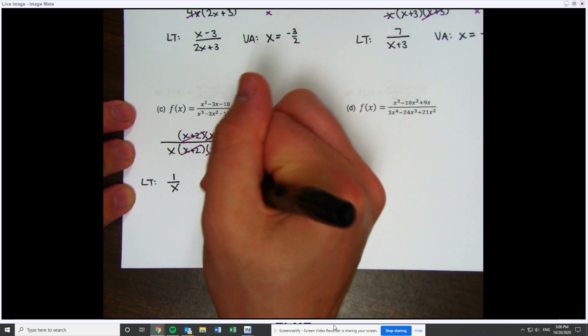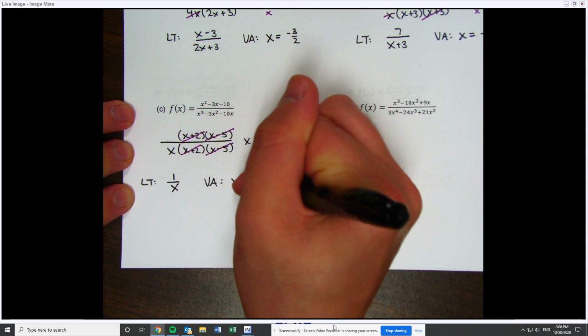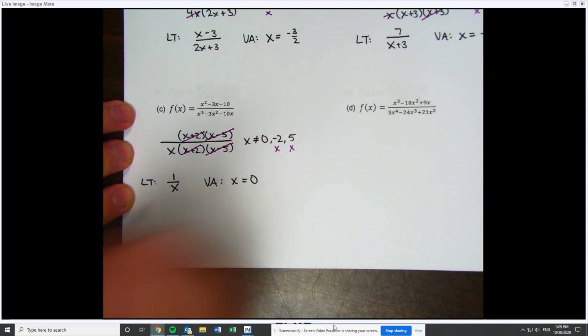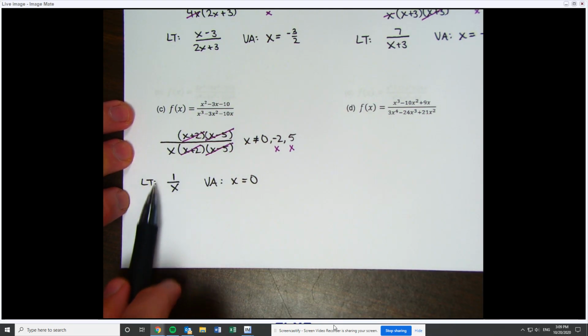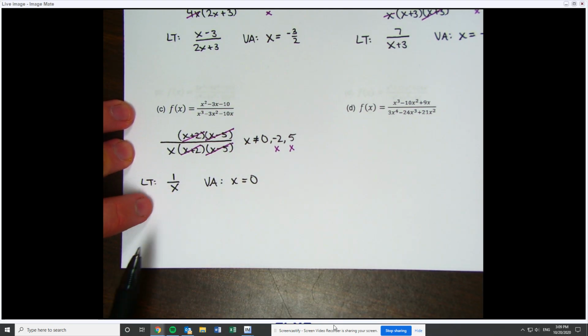So that means my vertical asymptote is x equals 0. And again, that's the one that didn't get removed, or the proper way to think about it, it's still an issue for my lowest terms.